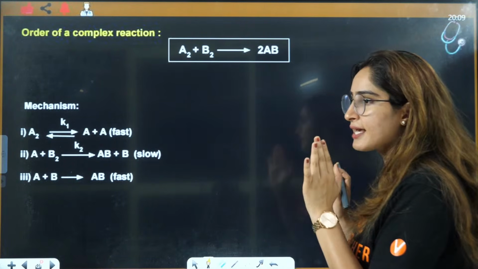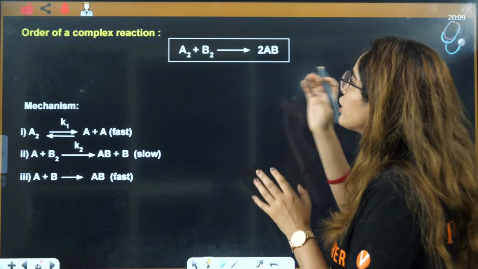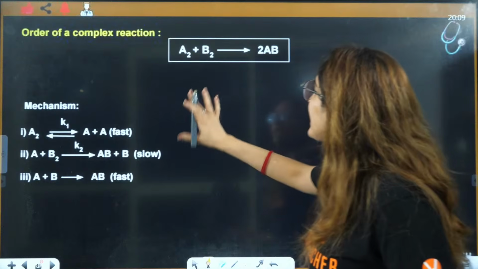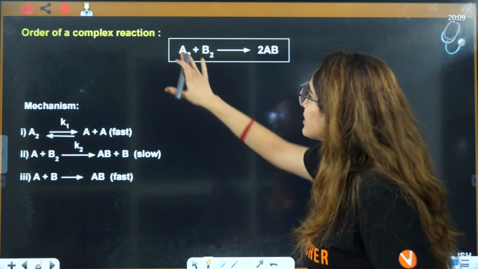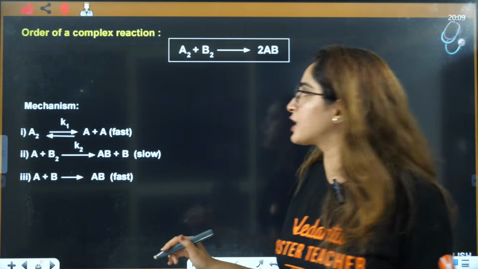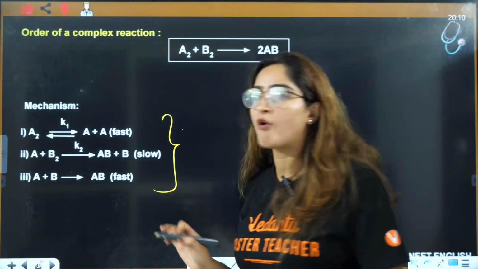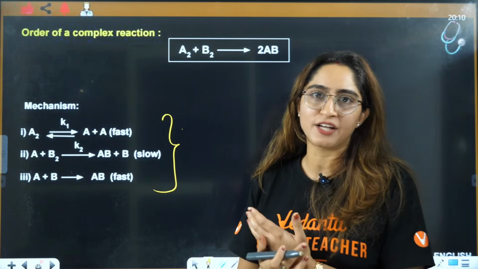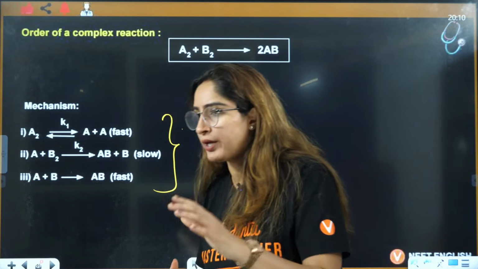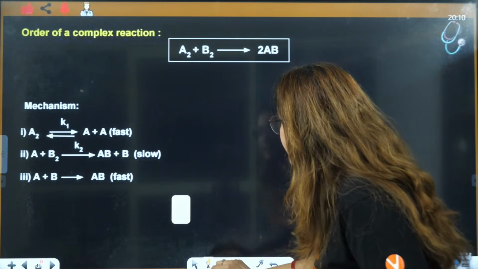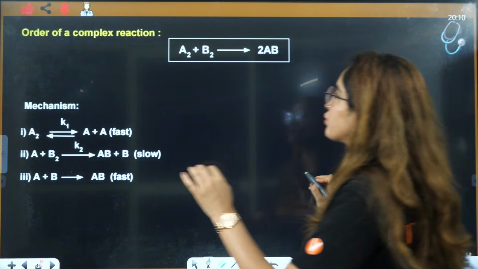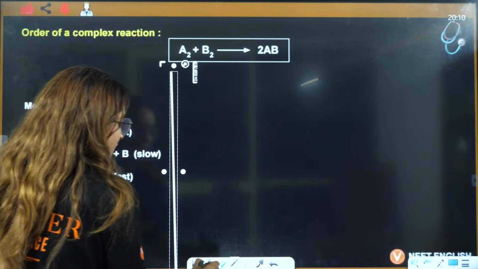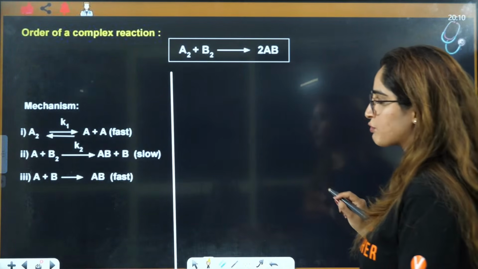Now let's see this here, everybody. Order of the complex reaction. This is the set of questions that is given to you. They will give you this complex reaction and the mechanism of the reaction, and they will ask you to give the order of the reaction. Okay, this you have to do here. So students, I have 2 questions based on this, and one by one we are going to solve them.